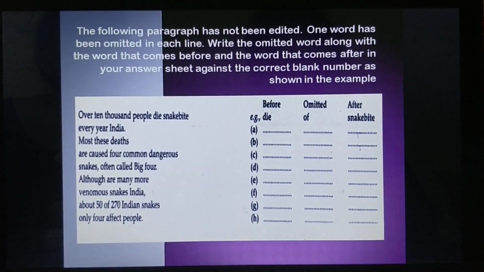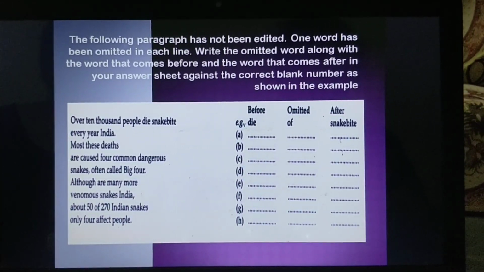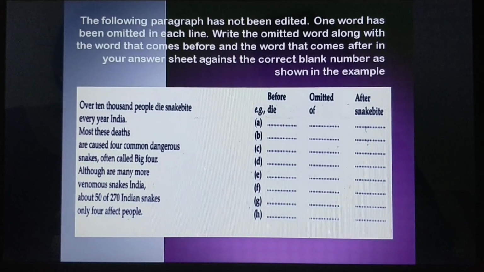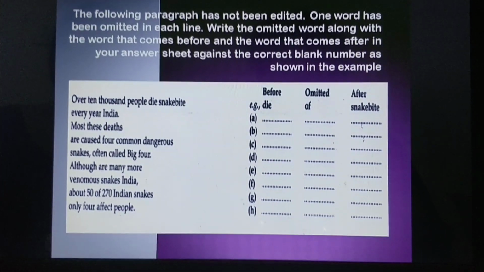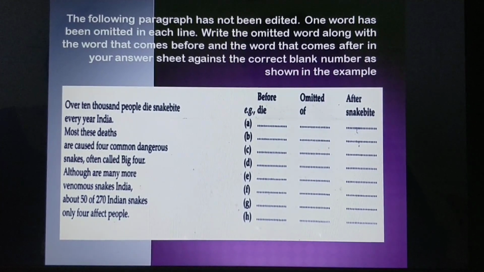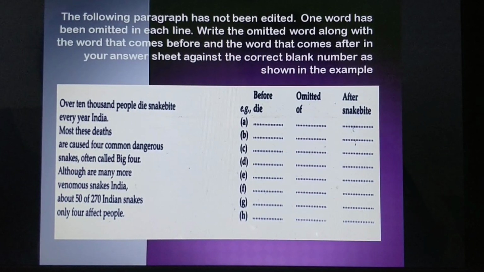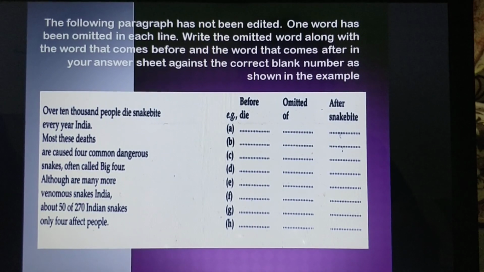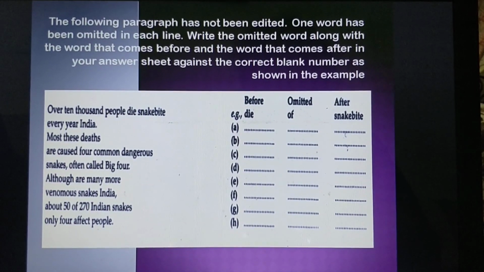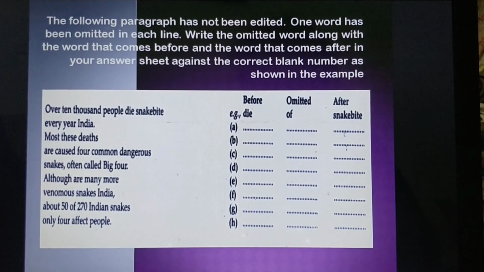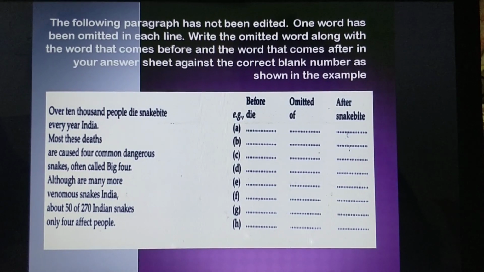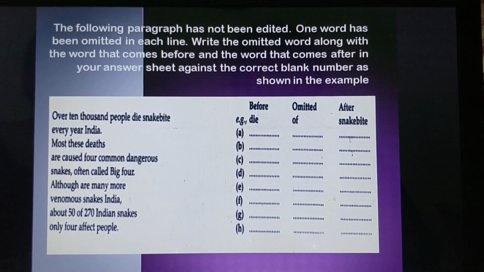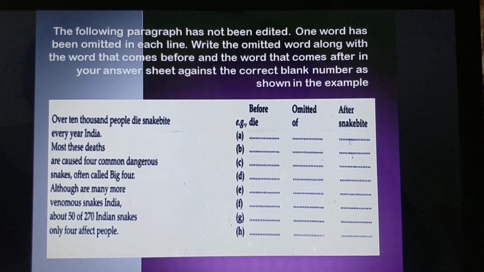Next passage is of omission. Let us read the question first. The following paragraph has not been edited. One word has been omitted in each line. Write the omitted word along with the word that comes before and the word that comes after in your answer sheet against the correct blank number as shown in the example. Means we are to write one word before and one word after our corrected word.